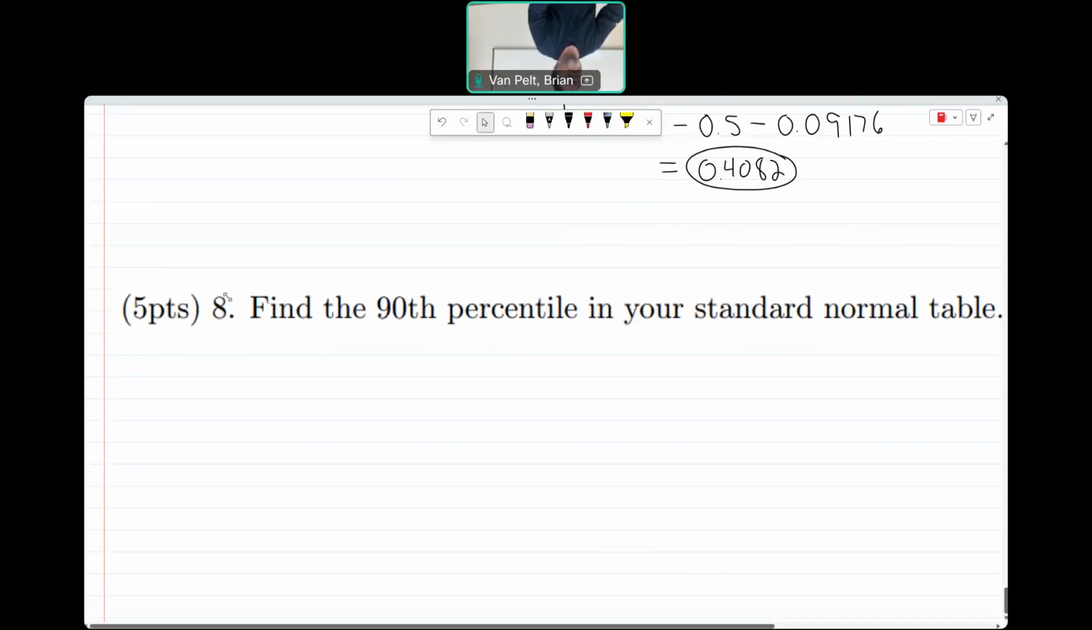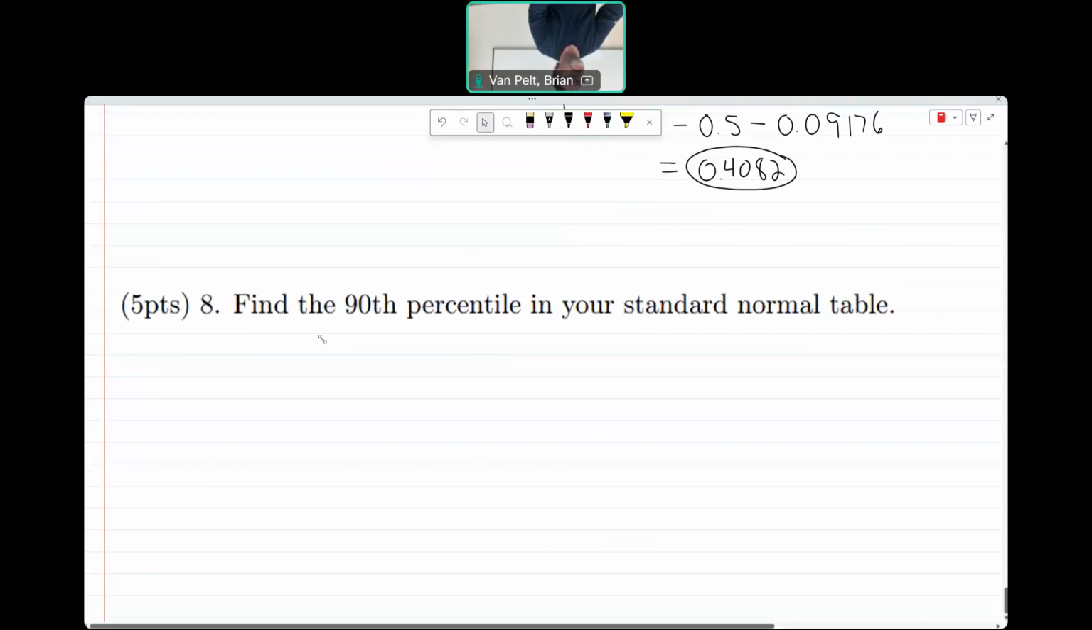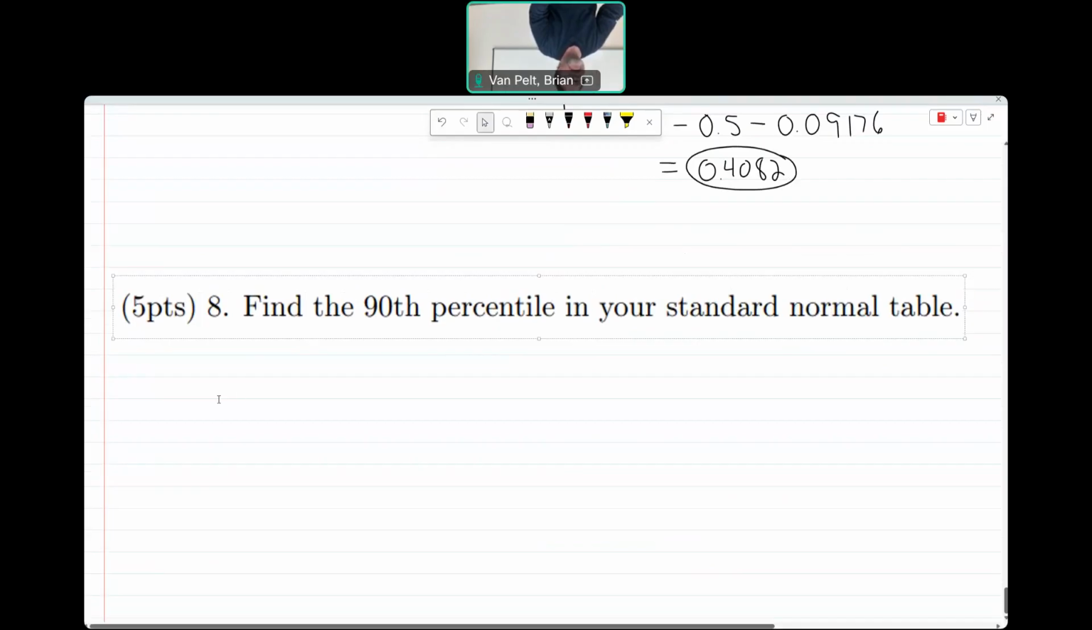This is just in your table, just look up the place that has 90% of the data to the left of it. So you can draw a picture, if you want to.